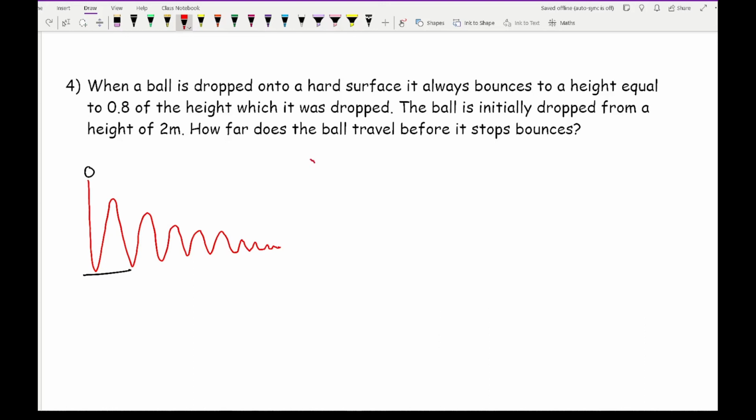Now we know here that a is going to equal 2 and r is going to equal 0.8. To find the sum to infinity, all we need to do is use the formula. So it's going to be 2 divided by 1 minus 0.8, and typing that in, we get 2 divided by 0.2, which gives me 10. So the answer is going to be 10 meters.